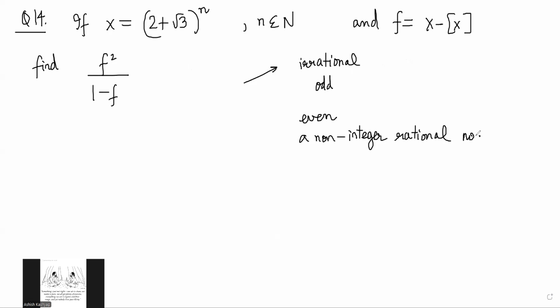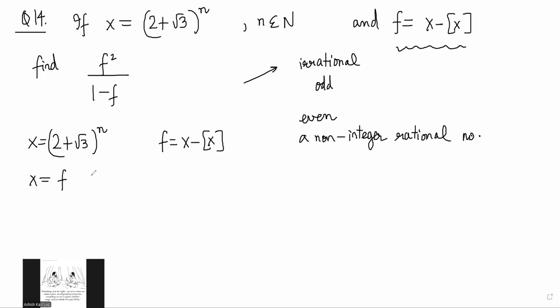So this is a pretty standard question. I'm sure you have seen this type of problem before. What we will do here is try to find out what this f is by using the similar series (2 minus root 3) to the power n. We have x is equal to (2 plus root 3) to the power n, and f is basically x minus the greatest integer of x. So we know that x is equal to f plus the greatest integer of x, right?